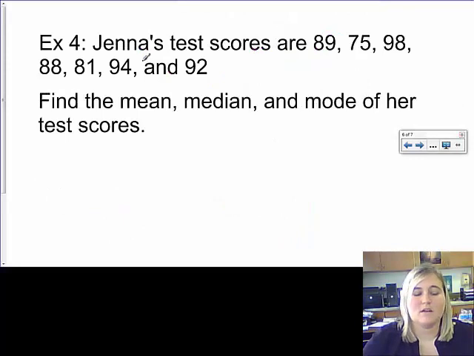On this one, it gives you test scores, and I want you to find the mean, median, mode. I also want you to find the range of the scores, and I want you to do it on your own paper.